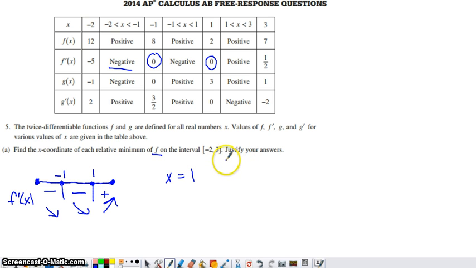Now the work that I have on this screen will not get me the justification point to justify my answer. What I'd have to write on my page, which I'm not going to write out, I'm just going to state verbally, is since f is decreasing to the left of 1 and increasing to the right of 1, we have a relative minimum at x equals 1.